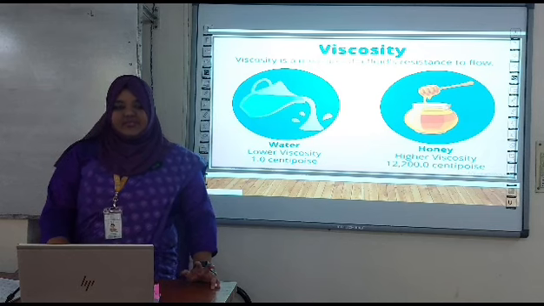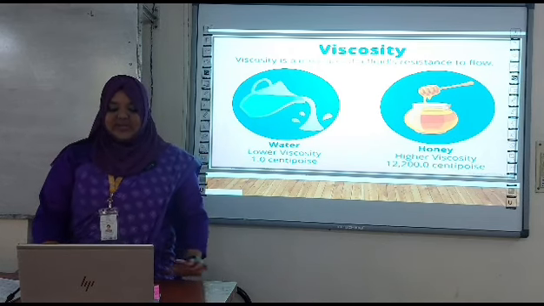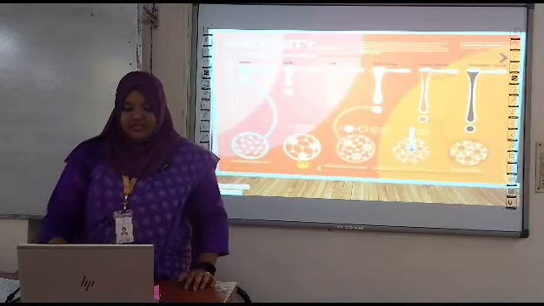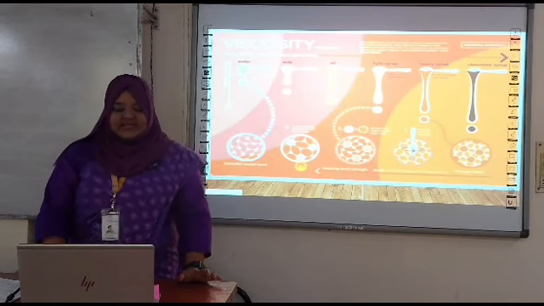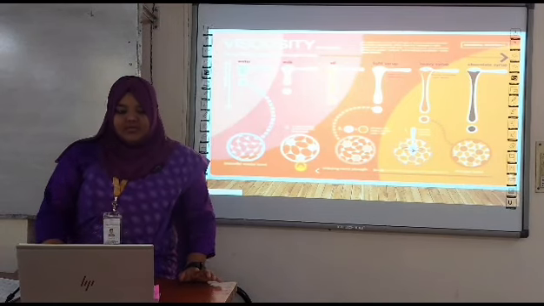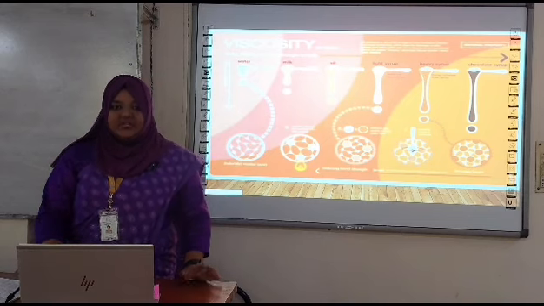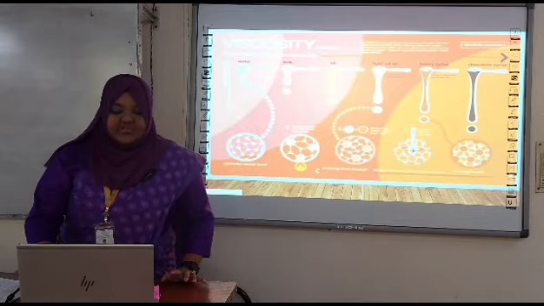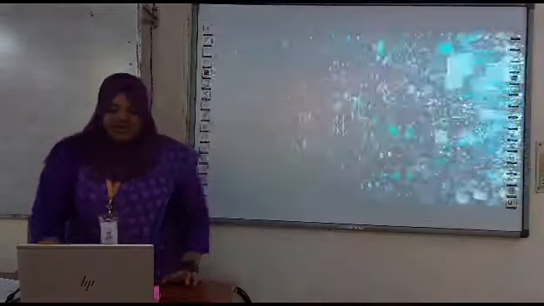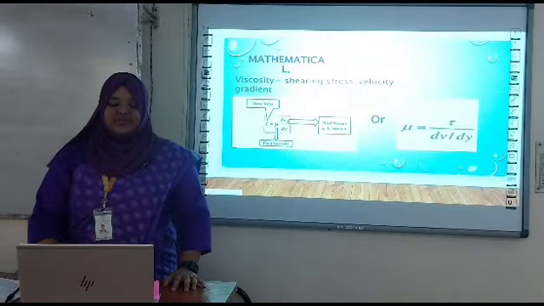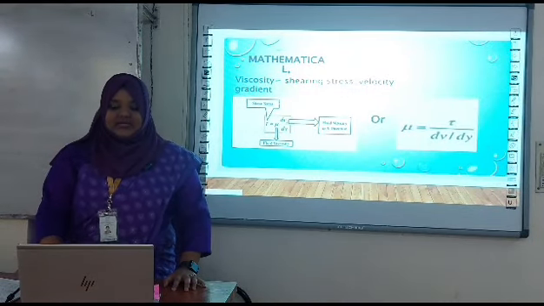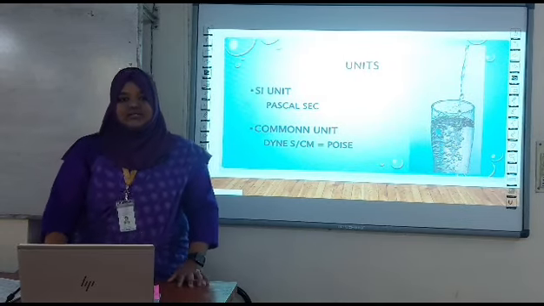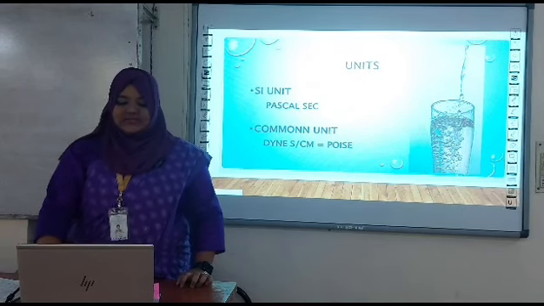Water has lower viscosity for being lower density, whereas honey has higher density and higher viscosity. Besides water and honey, here we can see water, milk, oil, light syrup, heavy syrup, and chocolate syrup, which are sticky, thick, viscous, and have stronger bonding. The mathematical term of viscosity is shearing stress divided by velocity gradient. The SI unit of viscosity is Pascal second, and the common unit is dynes per second, which is known as poise.